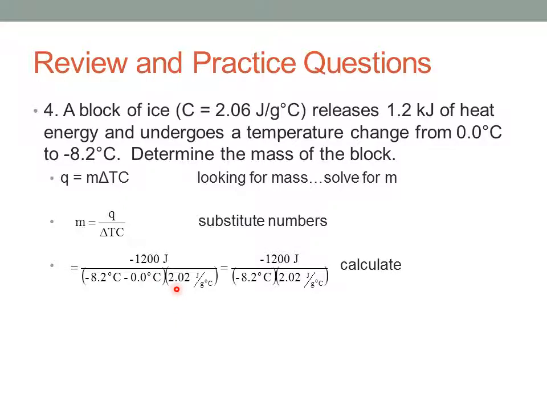And I just realized I put in the wrong value there. It should be 2.06, not 2.02. That's my fault. And then the temperature change delta T would be negative 8.2 minus 0, which is negative 8.2 degrees Celsius. So we can calculate and check our units. Notice all the units cancel with the exception of grams, and that should be the case because we're trying to find a mass. And this gives us 72 grams. Again, that might be slightly different with 2.06. I'm not sure exactly what we get there. It looks like I plugged in the wrong value. So we get 72 grams.